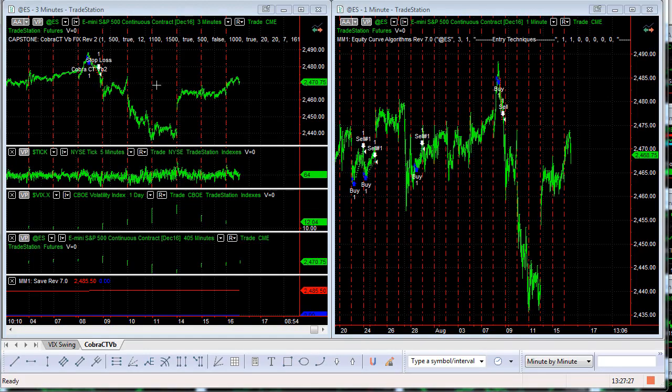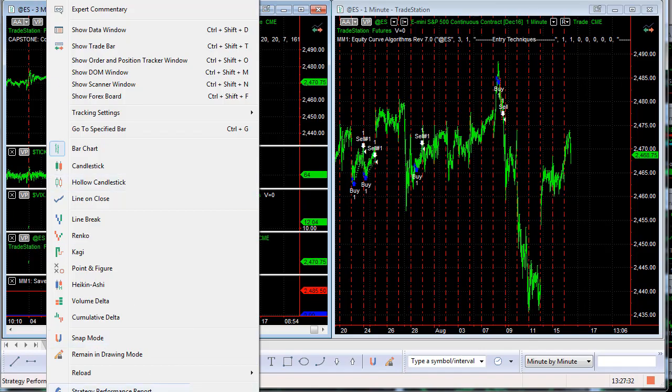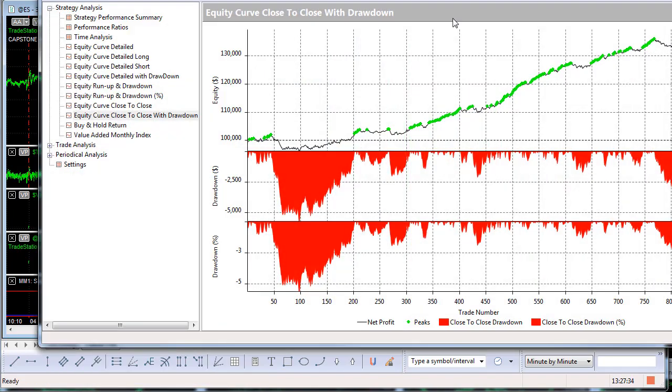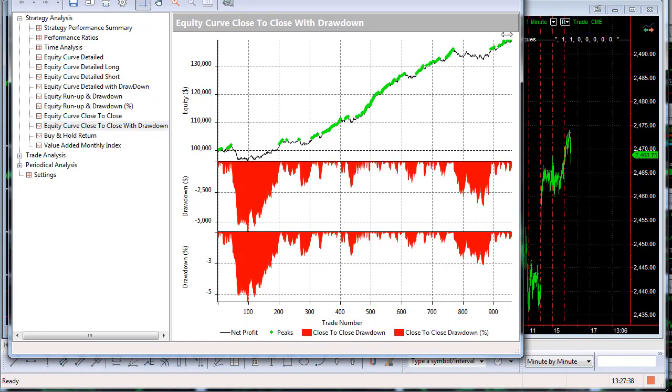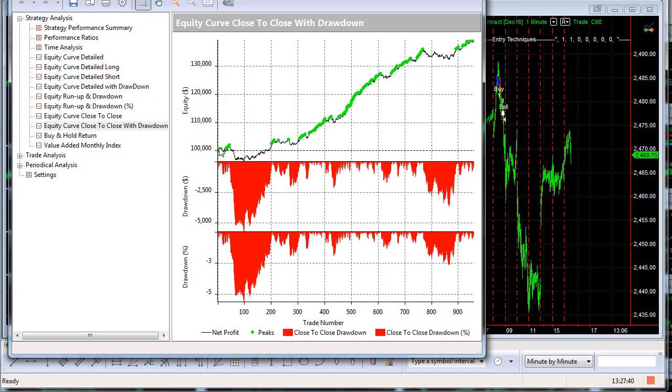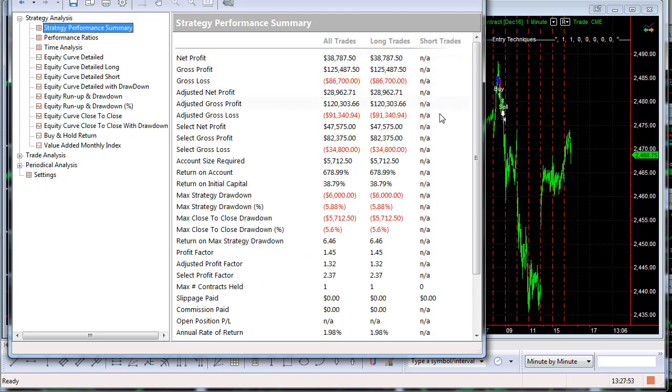This is the setup for Cobra CT5B, E-mini S&P in MultiCharts using the money management algorithms. Here is the equity curve of the base strategy. You see this going back to the date we set, November 1997, which is the beginning of the E-mini S&P trading intraday. Here is the equity curve with the drawdown curve on the base strategy.